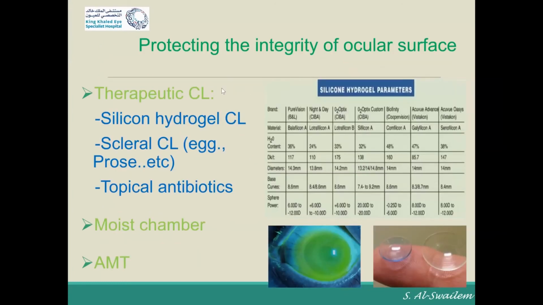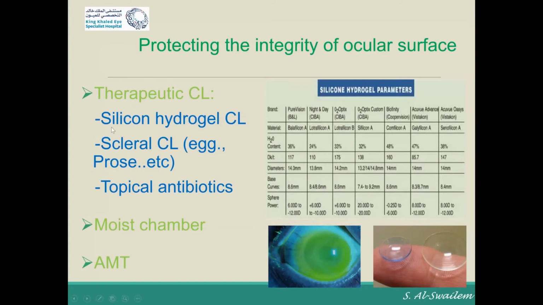Then we need to move to protecting the integrity of the ocular surface. In some of these patients, in order to prevent recurrent erosions, which is one of the signs of limbal stem cell deficiency, you need to apply a certain type of contact lens that does not cause hypoxia, that is not going to cause any further loss of the limbal stem cells.